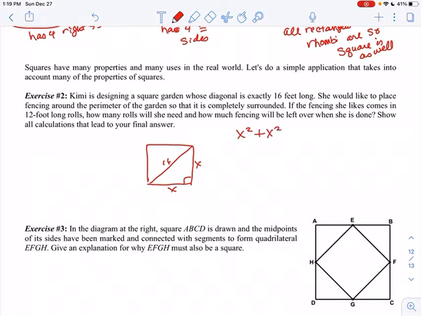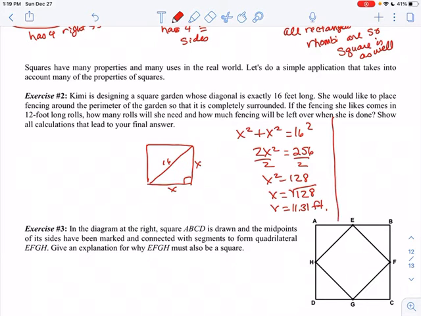x squared plus x squared equals 16 squared. 2x squared equals 16 squared, which is 256. Now I'm solving for x, so I'm going to divide by 2. x squared equals 128. And to get x, I'm going to take the square root of 128. So basically each side is 11.31 feet.